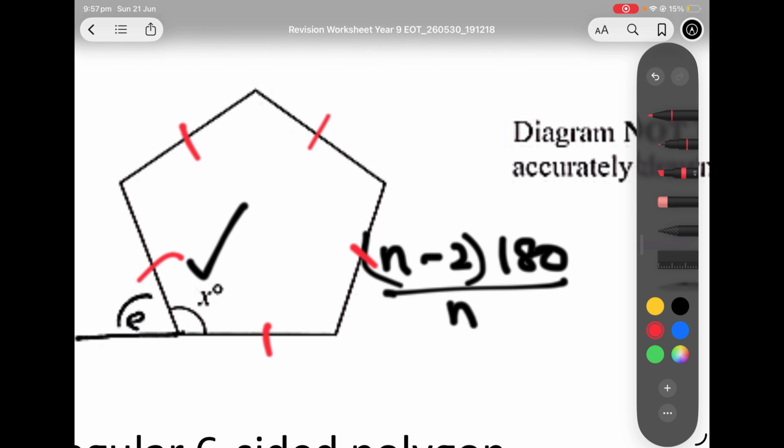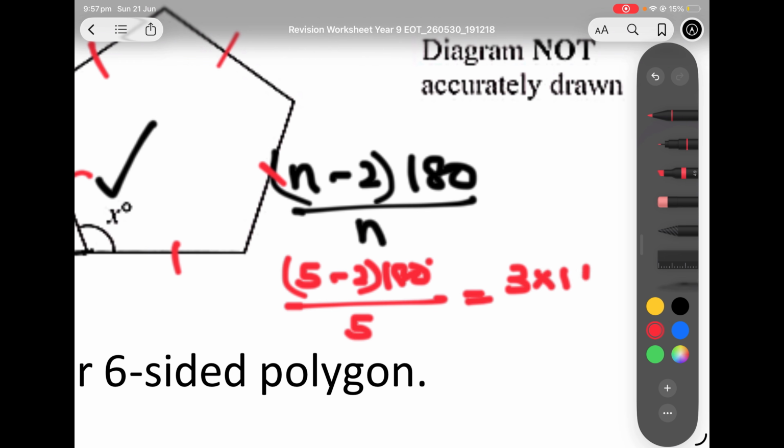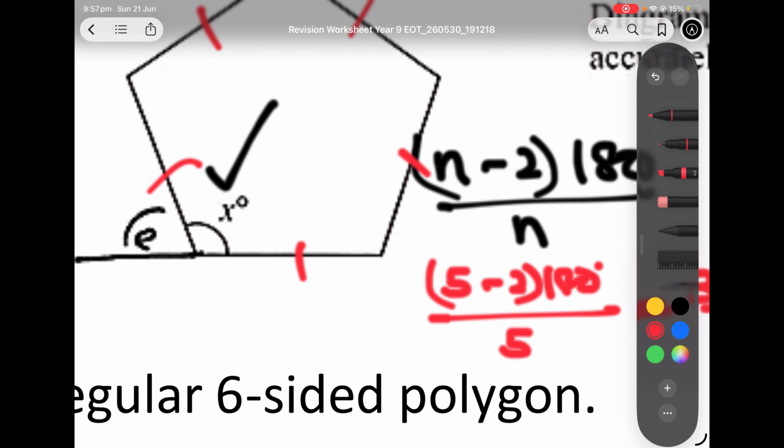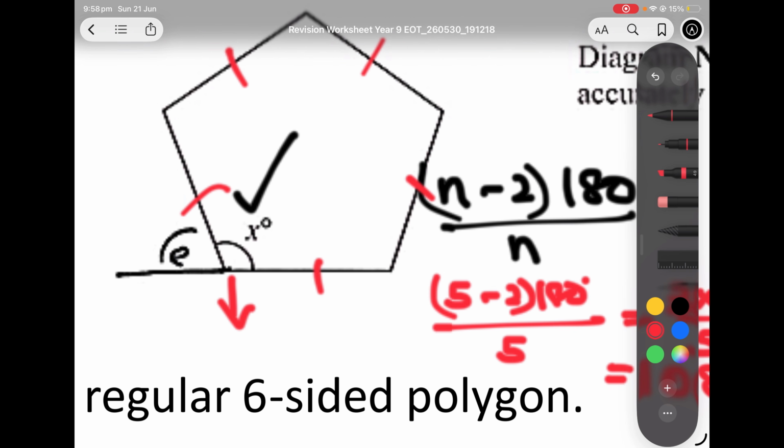1, 2, 3, 4, 5. So 5 minus 2 times 180 over 5 gives us the value of x. That becomes 3 times 180 divided by 5. I'm giving you the direct answer. Each angle turns out to be 108 degrees. So this angle here is 108 degrees.